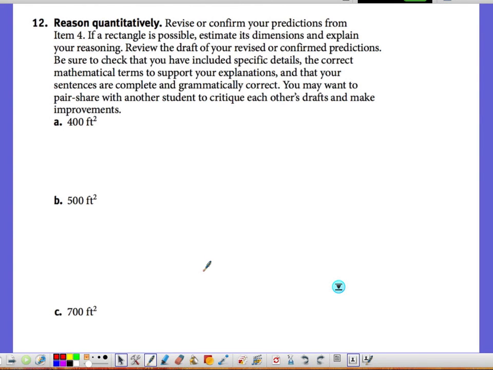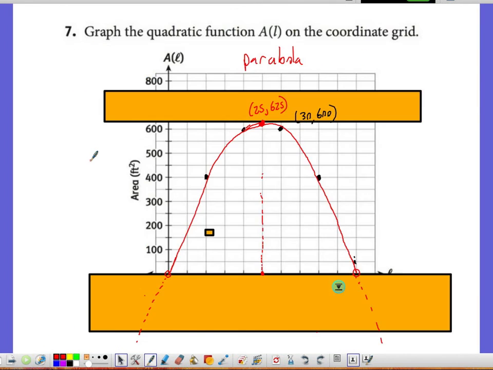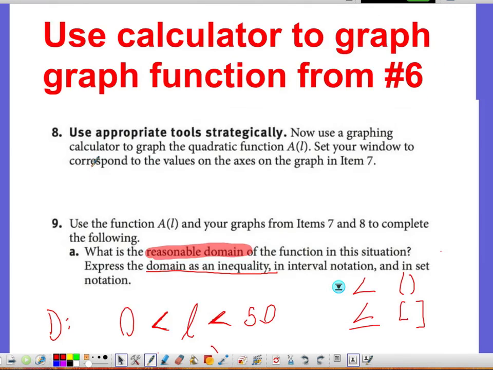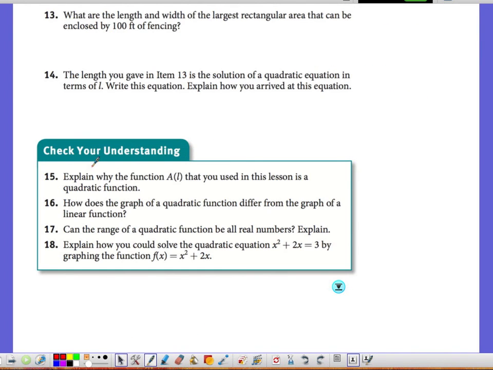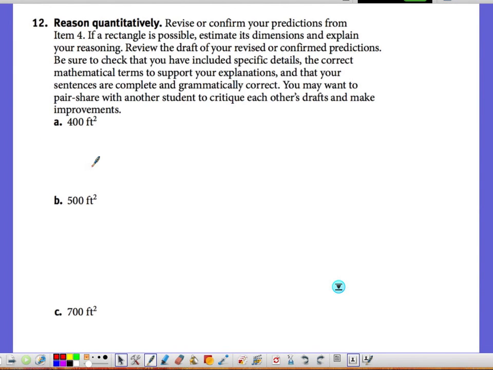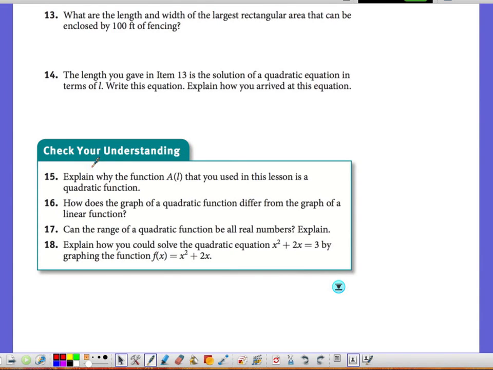Reverse or confirm your predictions. Okay, so this is going all the way back to question number 4, A, B, and C. What are the length and width of the largest rectangular area that can be enclosed by 100 feet? Well, we basically already answered that. The length you gave in item 13 is the solution of a quadratic equation in terms of L. Write this equation, explain how you arrived at this equation.